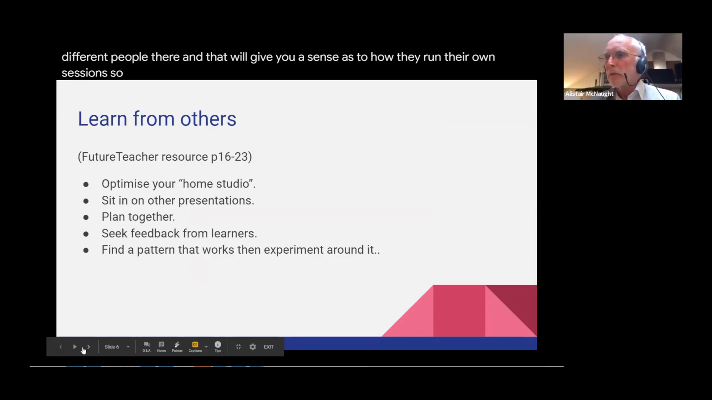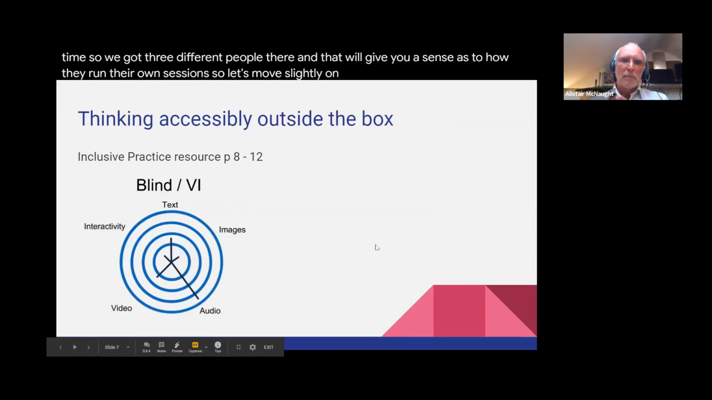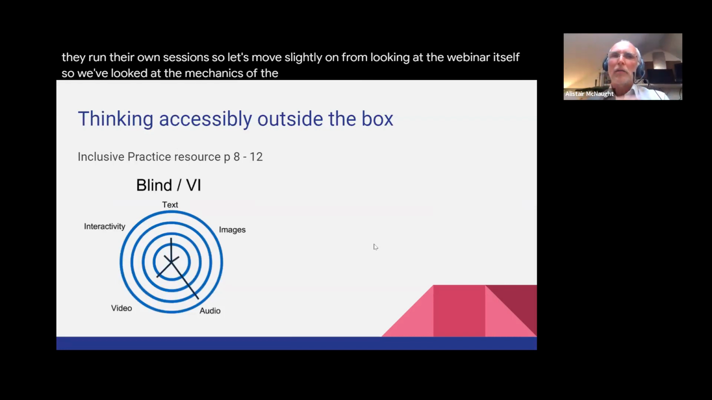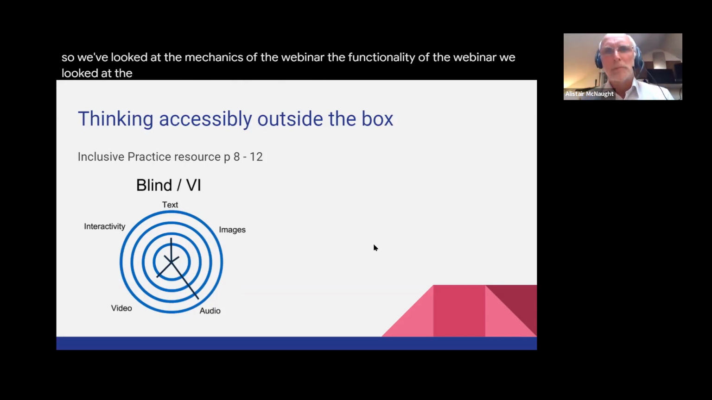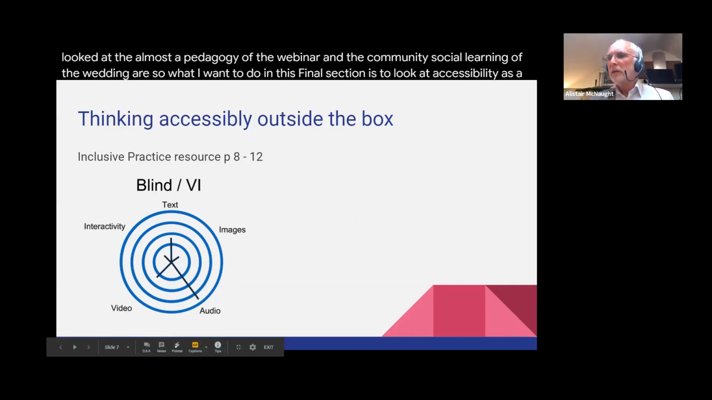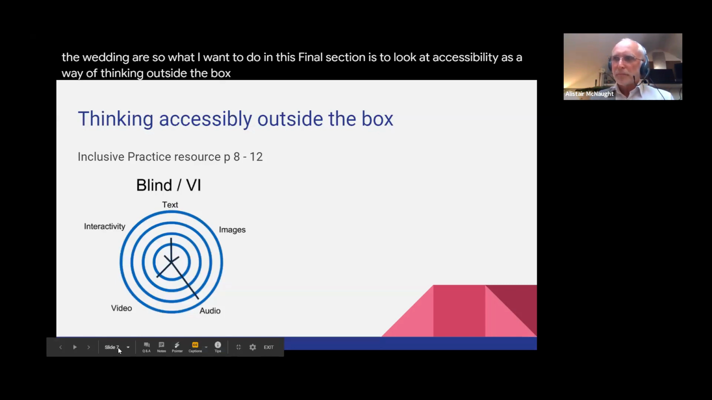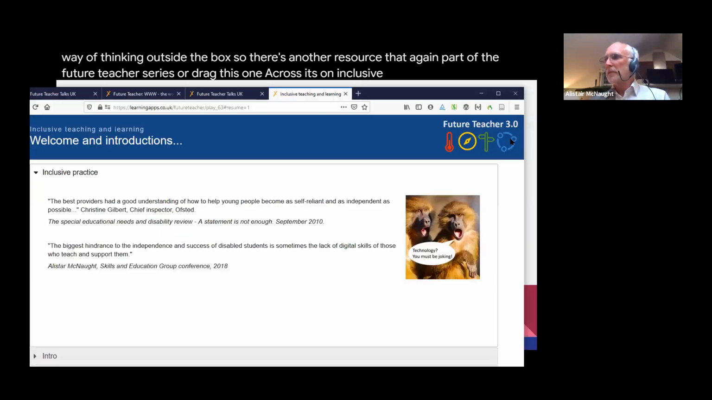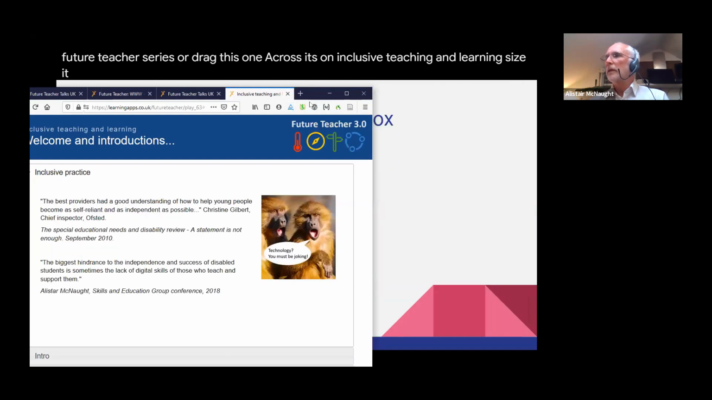So let's move slightly on from looking at the webinar itself. So we've looked at the mechanics of the webinar, the functionality of the webinar. We've looked at almost the pedagogy of the webinar and the community social learning of the webinar. So what I want to do in this final section is to look at accessibility as a way of thinking outside the box. So there's another resource that, again, is part of the Future Teacher series. So I'll drag this one across. It's on inclusive teaching and learning. Let's just size it so it fits neatly there.